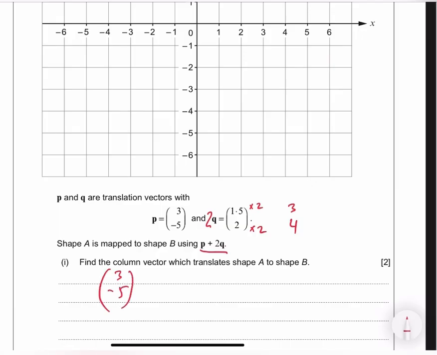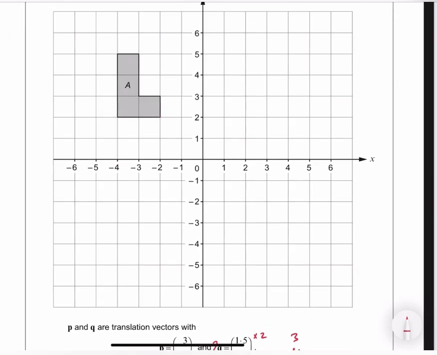So 2Q means just multiply the numbers in Q, double. You get 3 and 4. And then you need to add P and 2Q. So add the numbers for vector P and vector Q. Just add the top numbers together and the bottom numbers together, and you will get a new vector. And this is how we're going to move that shape by that vector.